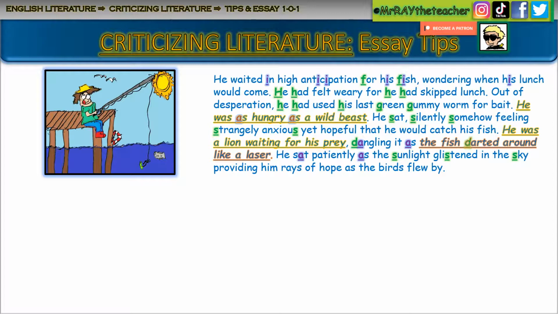He waited in high anticipation for his fish, wondering when his lunch would come. He felt very weary, for he had skipped lunch. Out of desperation, he had used his last green gummy worm for bait. He was as hungry as a wild beast. He sat silently, somehow feeling strangely anxious, yet hopeful that he would catch his fish. He was a lion waiting for his prey, dangling it as the fish darted around like a laser. He sat patiently as the sunlight glistened in the sky, providing him rays of hope as the birds flew by.